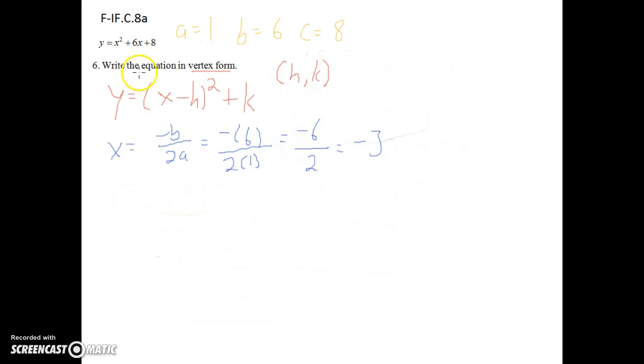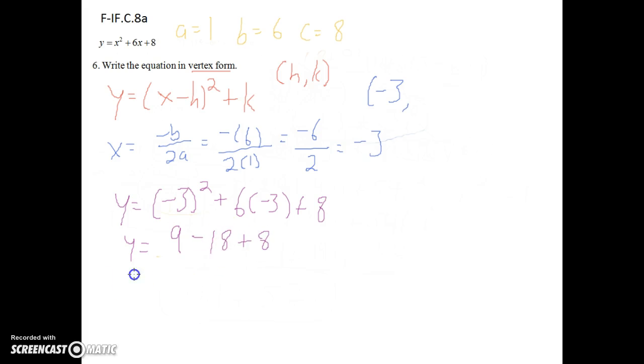So what we want to do now is, since we have that x value is negative 3, we need y. To find y, plug it in. So y equals negative 3 squared plus 6 times negative 3 plus 8. If you have a calculator, you just plug this in the calculator exactly like you see it, parentheses and everything. If not, you can take it step by step. So 9 minus 18 plus 8, which would give you negative 1. So we have our vertex, negative 3, negative 1.